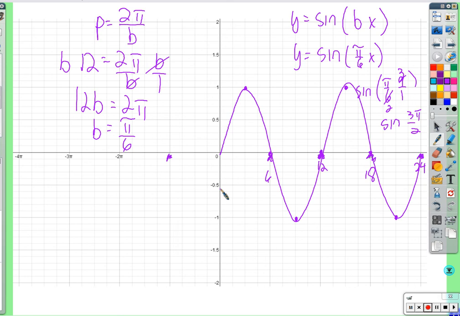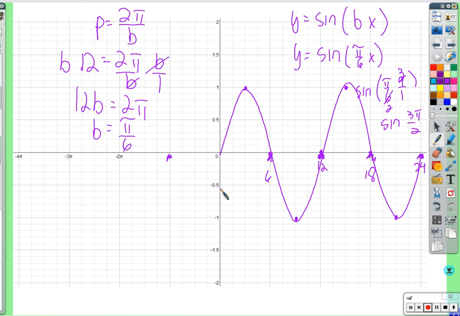One last thing. Let me just check here. So let's skip that. There's your homework. Right there, just a few questions. Can you remember what the amplitude is? Can you figure out what the period is?